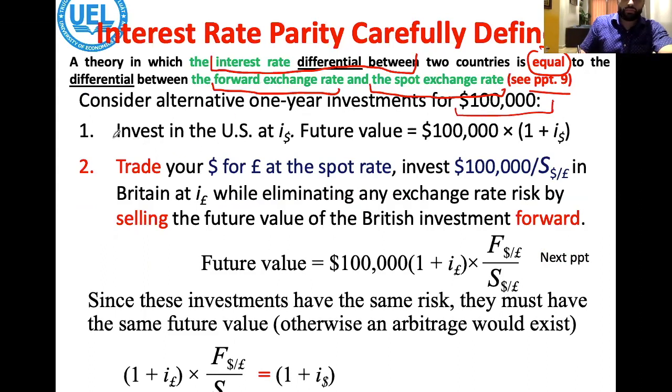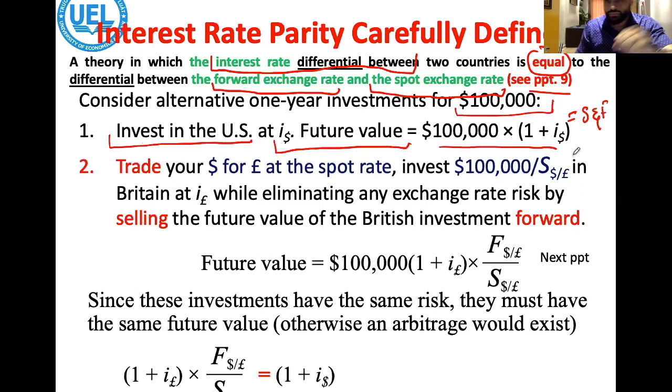Option 1, you invest in the US at the future value, which is this. What does it mean? We enter into a spot and a forward. Forward means future, right? So you invest $100,000 in the US at the US interest rate, and you get some return, whatever the interest rate is. Then option 2.